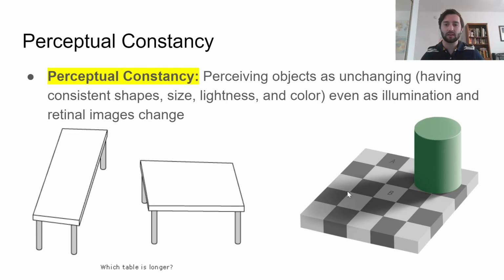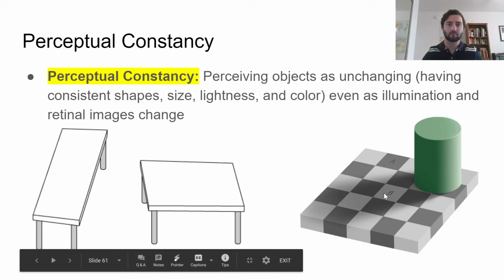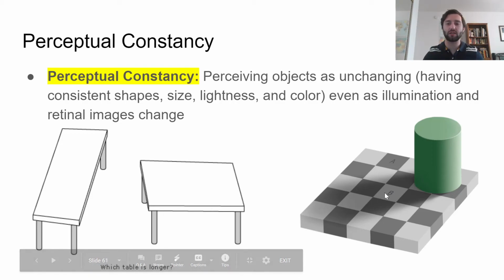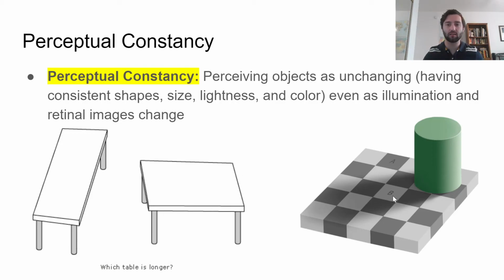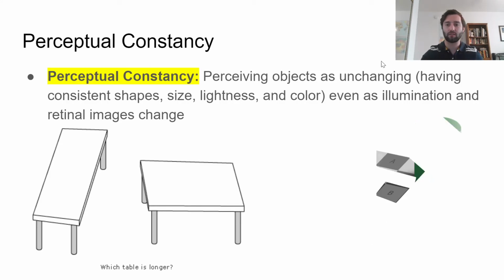So because B is in shadow, we assume that it's actually a lighter color than we're seeing. And because A is well lit, we're assuming it's a darker color than we're actually seeing. And so what happens is, even though your eyes are getting the exact same information color-wise between A and B, again, if I cover them up here, the exact same color, when I have all of the perceptual information around it, I add it in and my brain literally changes the color of it.